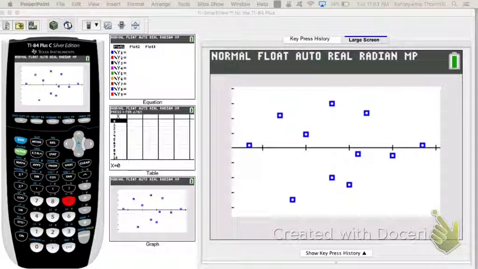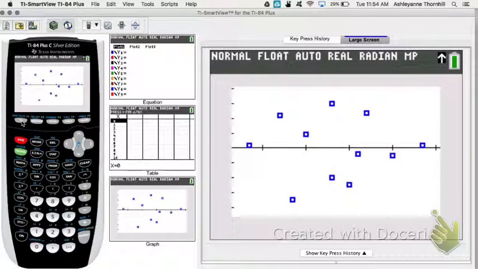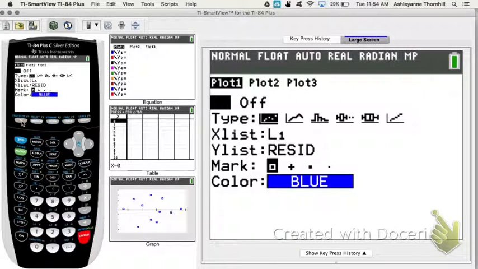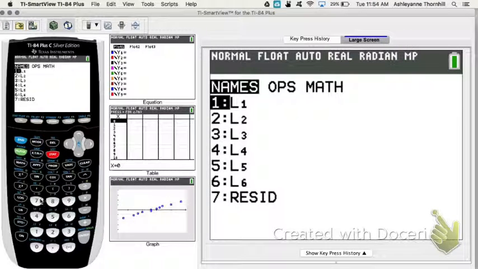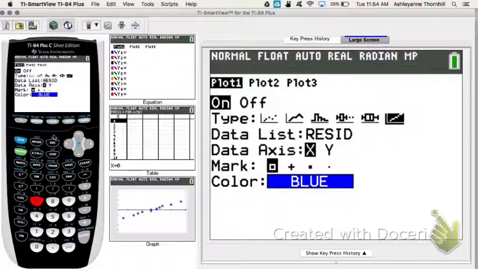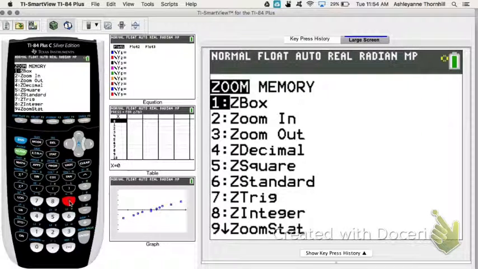Okay, the last thing I want to do now is make a normal probability plot of the residuals. So I'm going to go back to second, y equals, 1, enter, and my type is now the last one, this guy right here. Zoom 9. Change my data list to be residual. Probability. How do I get to residual? List 8. I do second stat 7, but whichever way you can find it. Zoom 9.